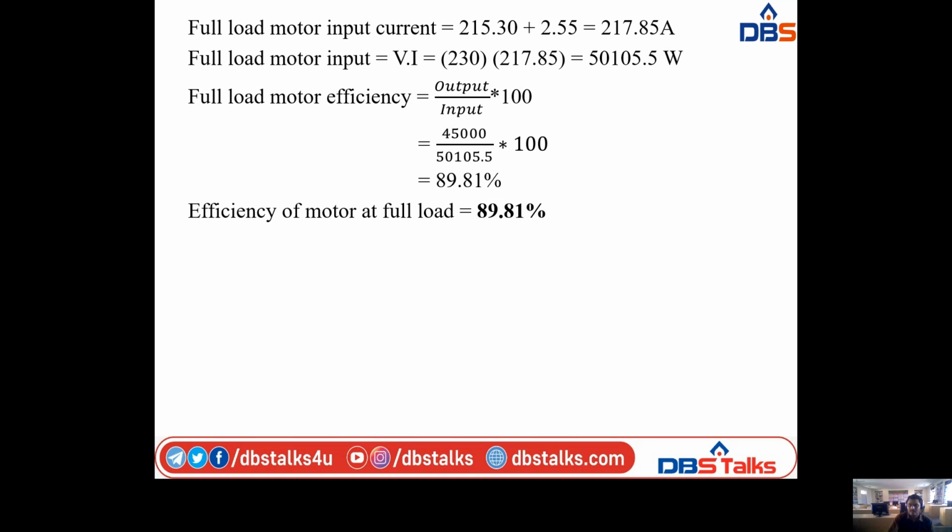And next, finally we have to calculate the full load motor efficiency. You know the formula, that is full load output power by full load input power into 100. The output power of the motor is 45,000 watts. They already given in the problem 45 kilowatts, divided by input power, that is just now we calculated, 50,105.5 watts. And finally we have the efficiency 89.81%. Efficiency of motor at full load is 89.81%. So this is the solution for problem number 2.